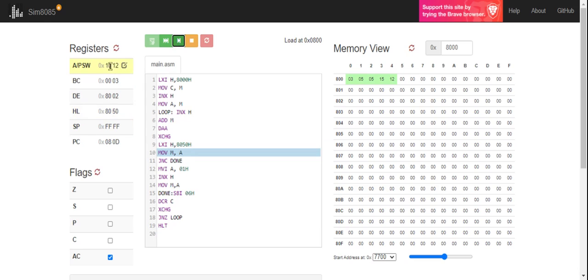Now what am I going to do? What is my value? Output 10. So that 10 is moved to which location? 8050. So you look into this 8050 here. Now it will be getting the updated value of 10. So this is my 8050 getting the updated value of 10.